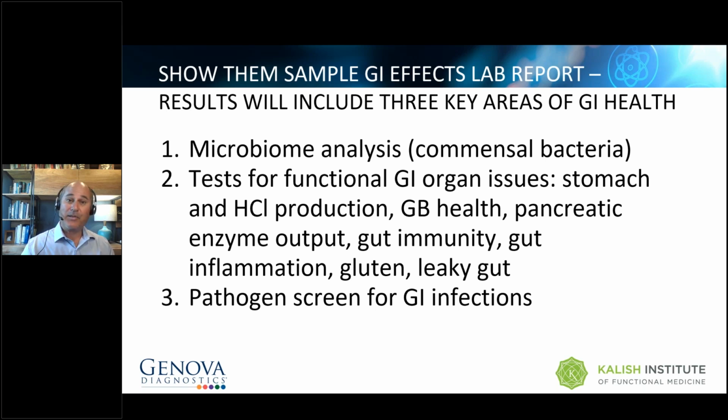I like to show people a sample GI effects lab report and explain to them, if we're going to talk about getting them to do a GI effects test, that this test is going to look at 3 areas of your GI health. We're going to look for the microbiome and how well that's functioning. We're going to analyze the microbiome, the commensal bacteria. We're going to do a whole series of tests on this lab for functional GI organ issues. That's going to be things like your stomach and your gallbladder and your pancreas and your gut immune response, gut inflammation, leaky gut. All these different things are covered.